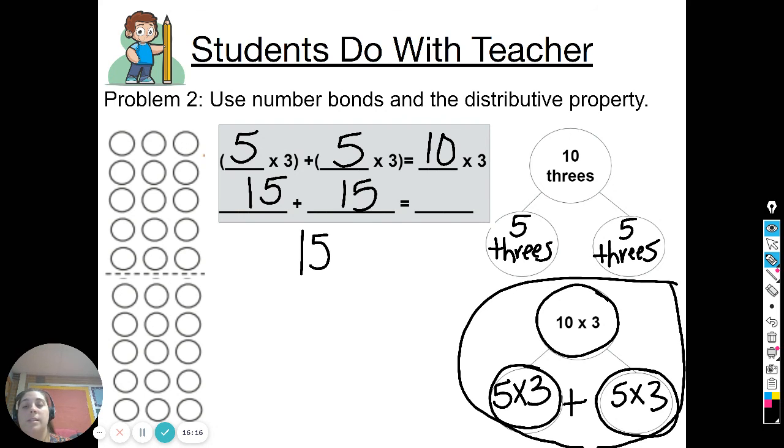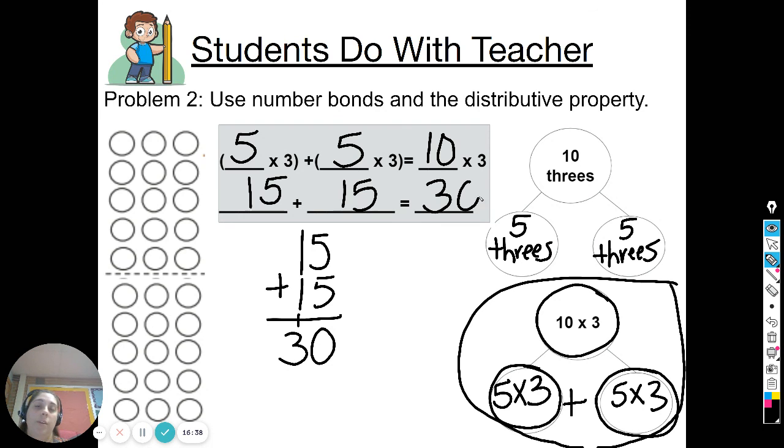If you would like, you can stack it and add it. You can just watch this part. You don't have to write it. 5 plus 5 is 10. So I'm going to put a 1 on the line and a 0 below. Okay. And then 1 plus 1 plus 1 is 3. So 15 plus 15 is 30. Okay. Which means that 10 times 3 equals 30.